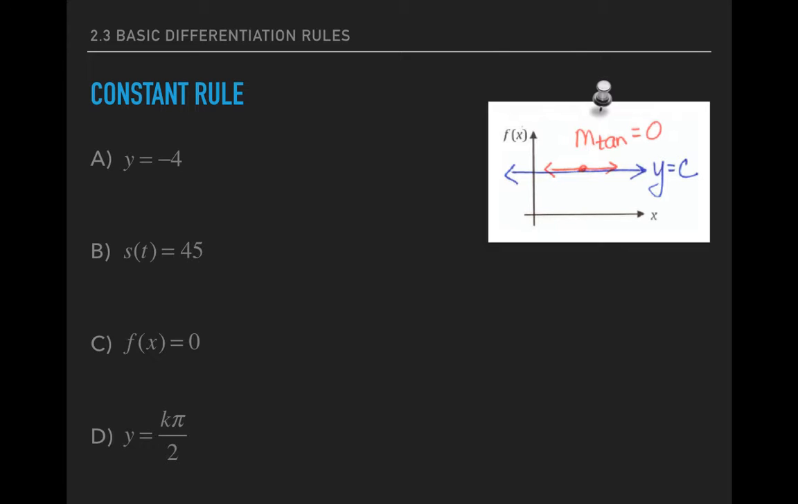All right, for the first, y prime would be 0 because the derivative of a constant is 0. Similarly, s prime of t would be 0 because the derivative of 45 is 0. f prime of x would be 0 because the derivative of 0, which is constant, is 0. And lastly, if k was a constant, well, pi is a constant. It's a value, it's a number, and so the y prime here would be 0.